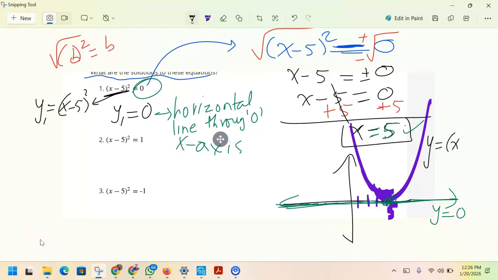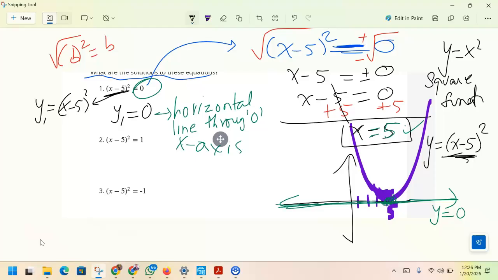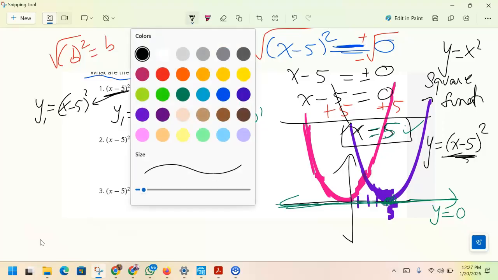Y is x minus 5 the whole square. Remember, this is a translated graph of y equals x squared, the parent graph of the square function. This is a square function, which is a parabola, and it's shifted. The original graph is maybe the pink one, the pink one that goes through 0, and the one that I did in purple is shifted 5 places to the right. So don't worry about that marking.